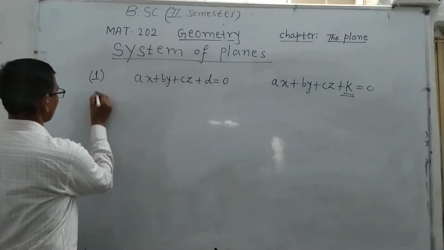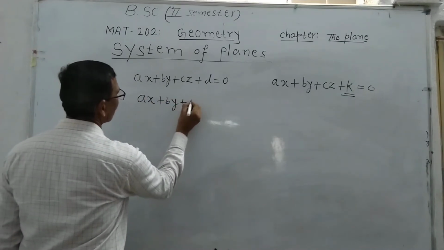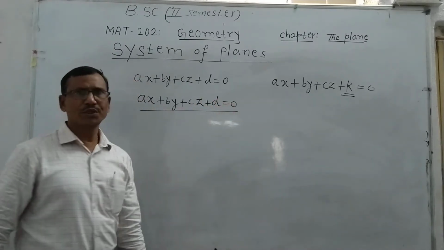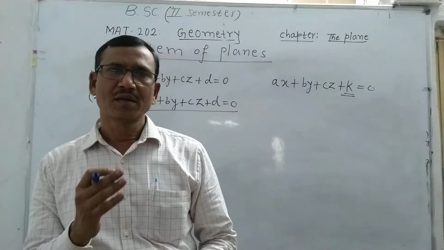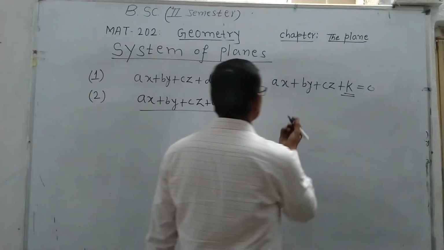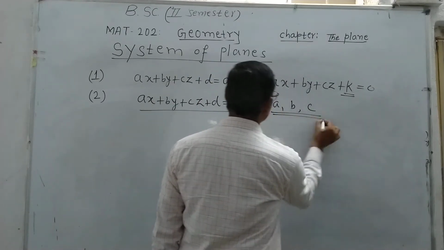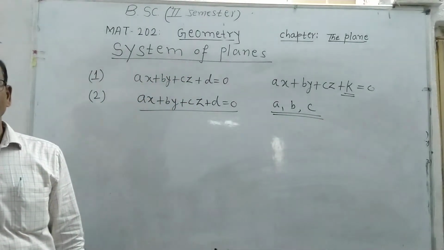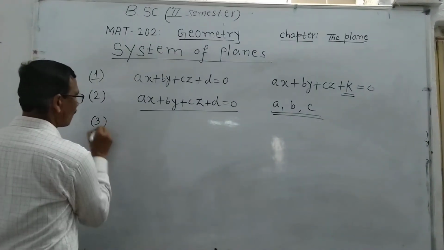Second, ax plus by plus cz plus d equal to 0. This is a system of planes perpendicular to the plane, where a, b, c are the parameters. If we choose different parameters, that means we get different planes.